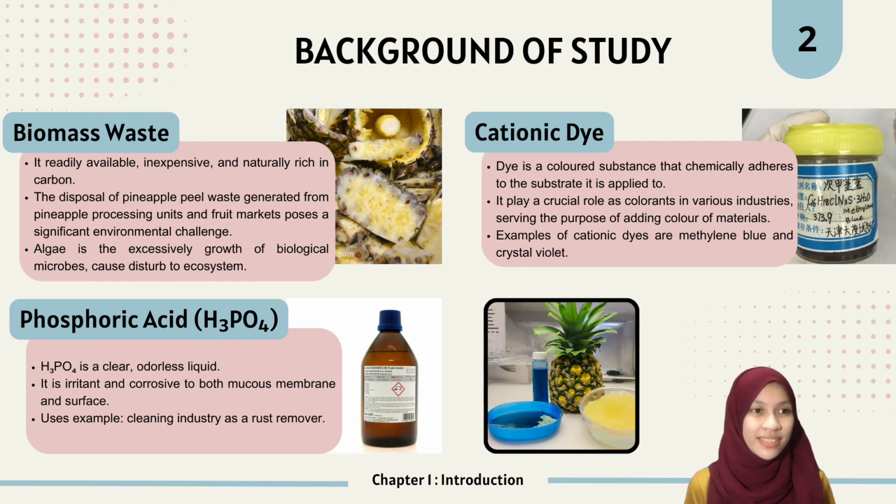Phosphoric acid is a clear and odorless liquid. If it spills on a surface, it can cause corrosion. An example of the use of phosphoric acid is in the cleaning industry as a rust remover.